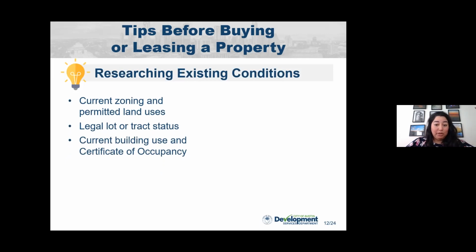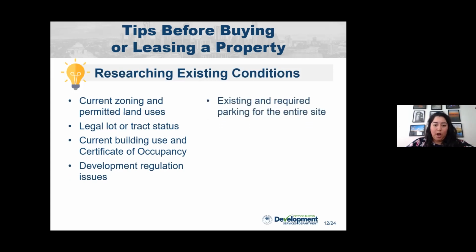If there is an existing building, you want to determine the current building use by looking at the certificate of occupancy. I keep bringing this up because the certificate of occupancy is very important when looking at an existing building. You want to look for any major development regulations which could increase the requirements to develop the property, such as heritage trees, floodplain regulations, or if it's a historic property, because that can definitely increase any time or costs associated with development.